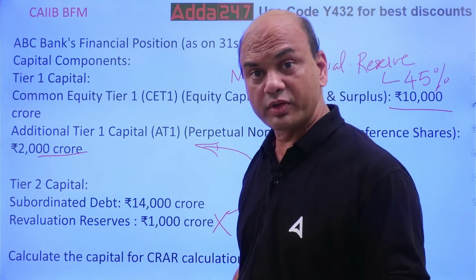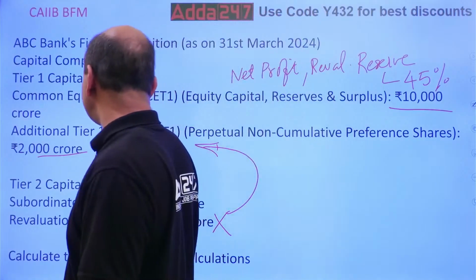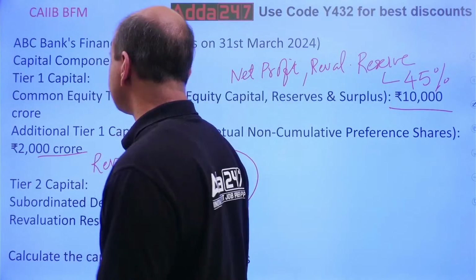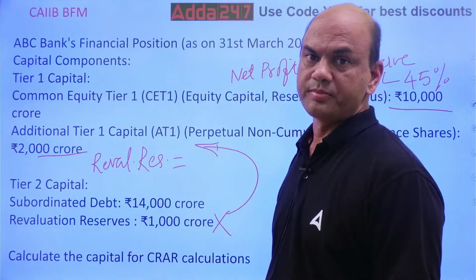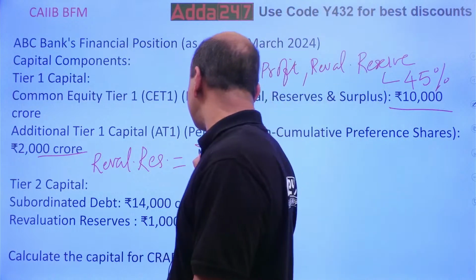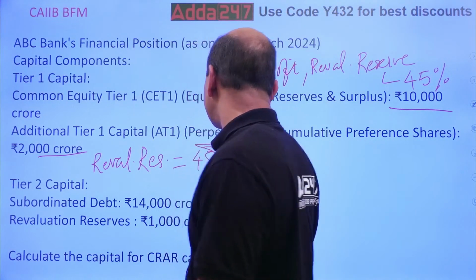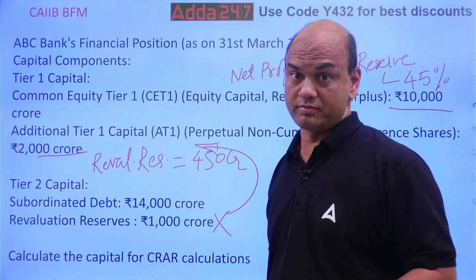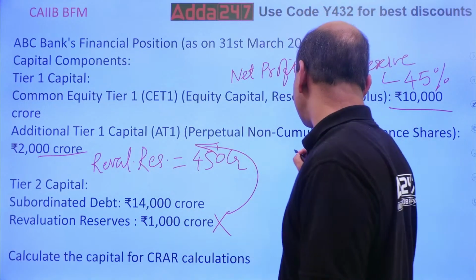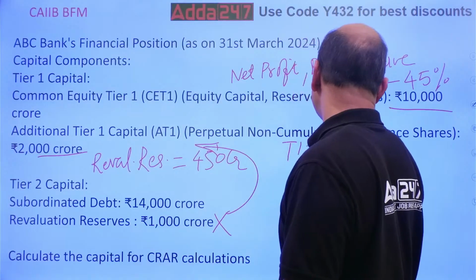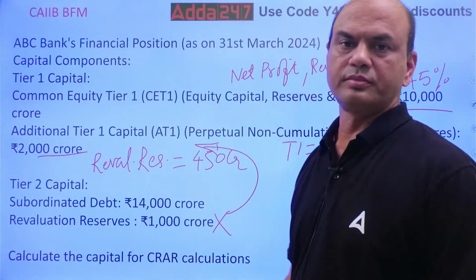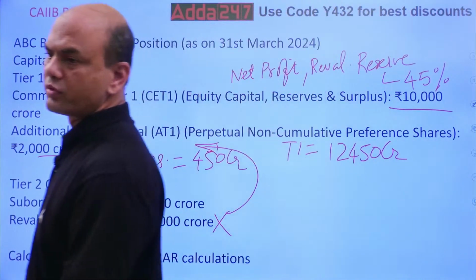But that is to be taken at 45%. So my reval reserve over here will be, give me the figure, everyone. What will be my reval reserve? I have to take it at 45%. So 1000 into 45%, that is equal to 450. What is my total tier 1 capital now? 10,000 plus 2,000 plus 450. So 12,450. T1 equals 12,450 crores. Got it? T1 equals 12,450 CR.